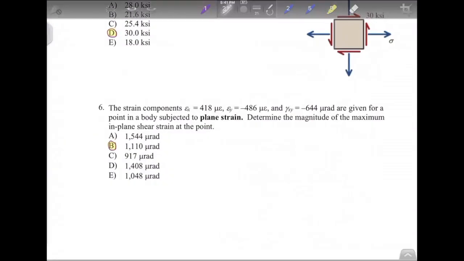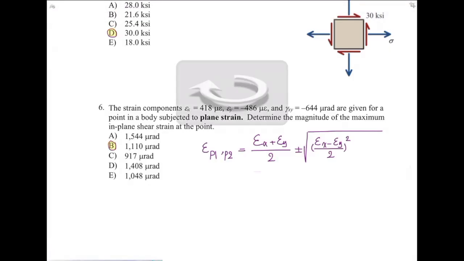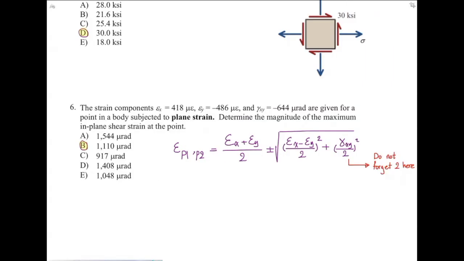So getting back to this, we need to determine principal strain. Epsilon P1 and P2 are calculated from this equation. One thing that I would like to highlight here is that when we are working with this equation for strain, don't forget this divide by 2. This is something that students sometimes forget. So if I plug the values into that, I will get 521 and negative 589.